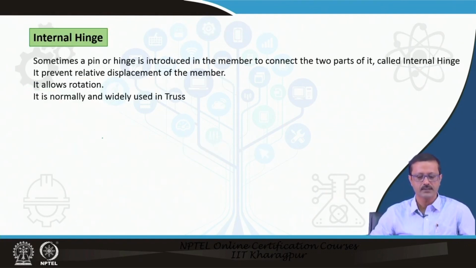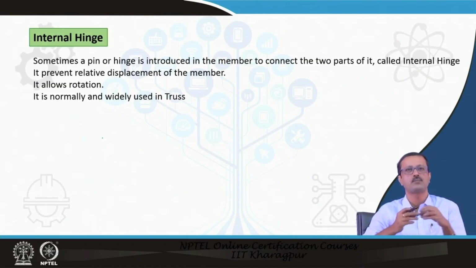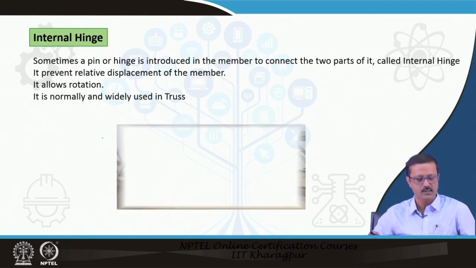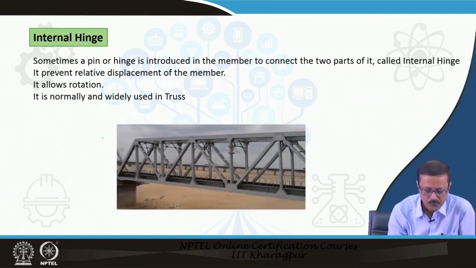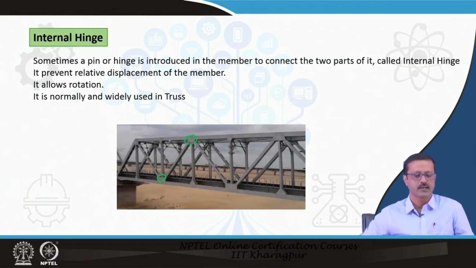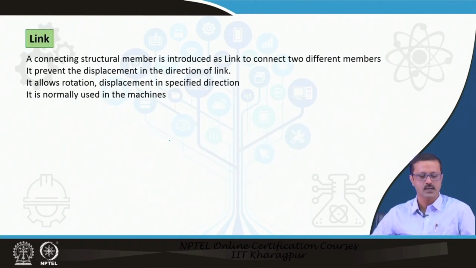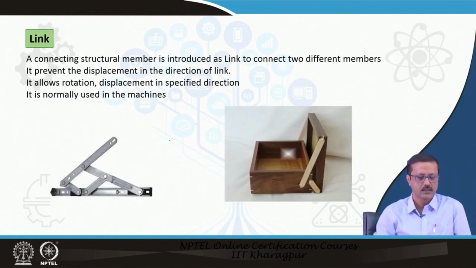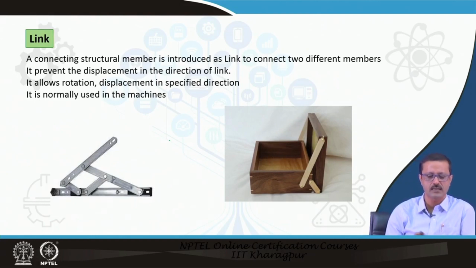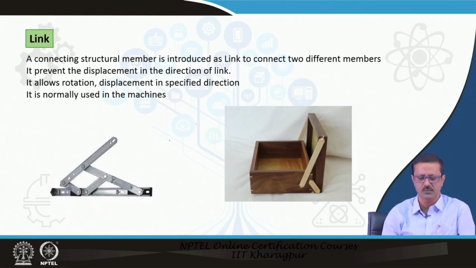Internal hinges are sometimes used in parts of machines particularly, and sometimes also in trusses. If you see a truss, those are some internal hinge members. Those are widely used in trusses, and links are also something like these. These are mostly used in machines. In buildings, they have no such use.